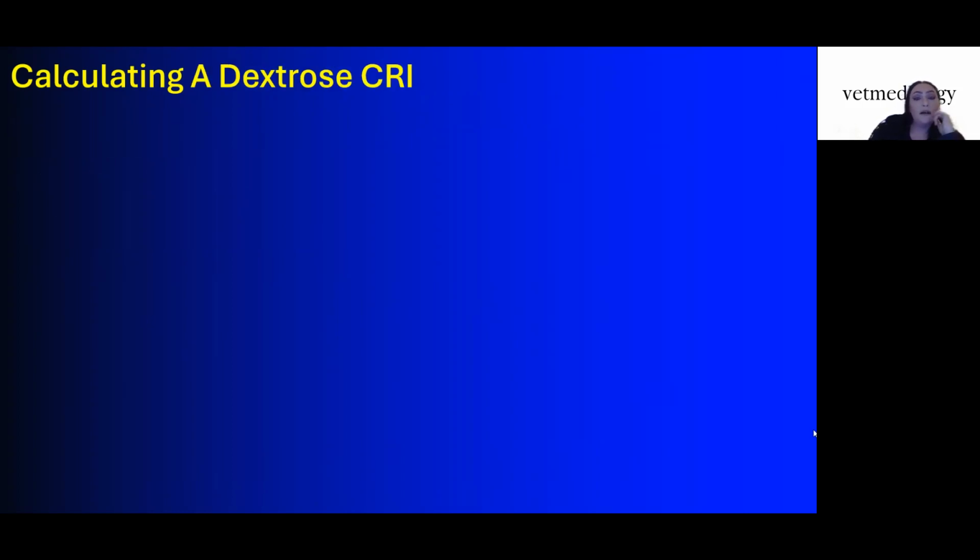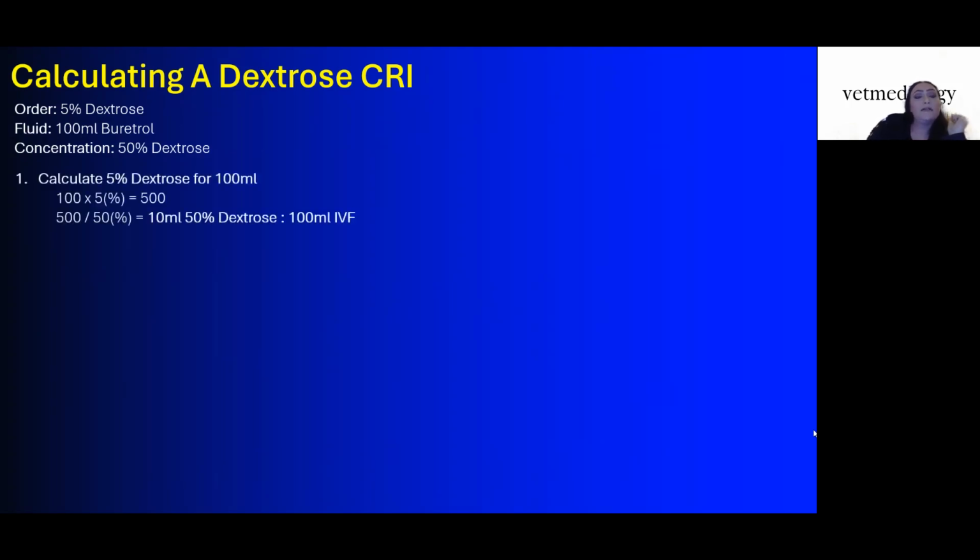Calculating a dextrose CRI. The order is 5% dextrose. The fluid is a 100 mil Buretrol, and the concentration of dextrose is 50%. So to calculate 5% dextrose for 100 mils, we want to take 100 times 5. Yes, it's a percent. It's represented there, but you really don't need to put it. So 100 times 5 equals 500. 500 divided by 50, again, you don't need to represent the percentage if you don't want to, equals 10 mils of 50% dextrose to 100 mils IV fluid.